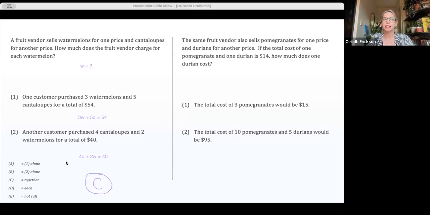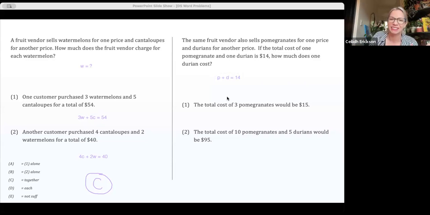So for the second example here, this one was different because we got some information in the question stem itself. We were given that 1 pomegranate plus 1 durian equals $14. By the way, you guys, I wrote this question and then later I looked up how much a durian actually costs, and they cost like hundreds of dollars. So this is not realistic. I've never purchased one myself, so shame on me for being ignorant. Anyway, this is not realistic.